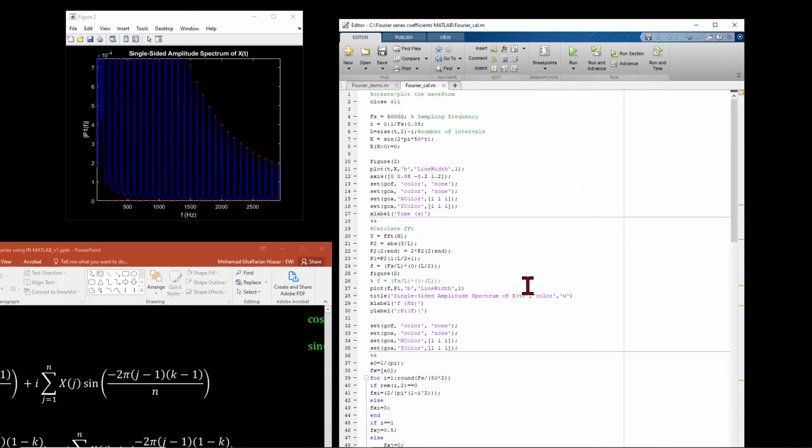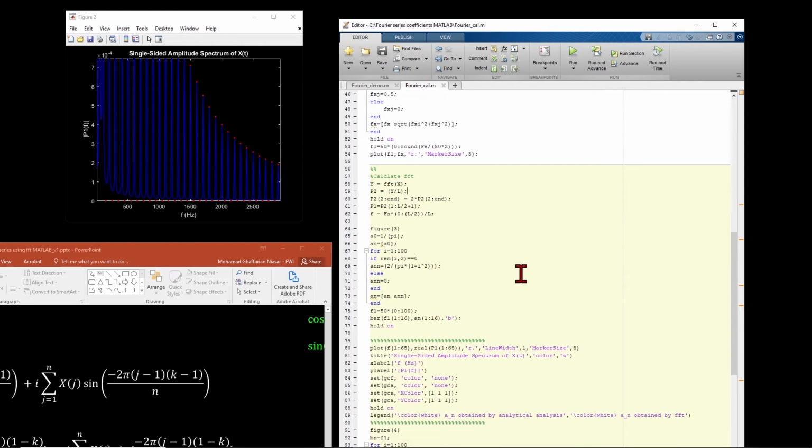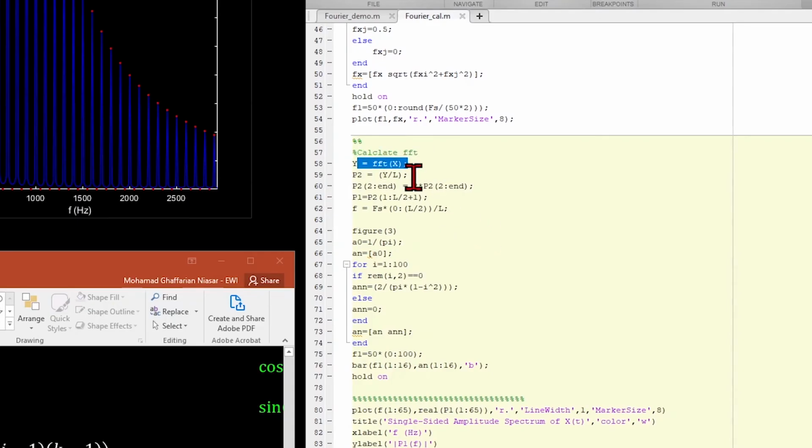All right, so far we have calculated the magnitude of harmonics, and now we are going to finalize everything by calculating the coefficients an and bn and comparing the analytical one with FFT. So everything is similar. y is FFT of x. P2, in this case, we don't take the absolute value. We just say y divided by L. So first element, we do nothing. Second element onward, we multiply it by 2. And then we take only half of this signal. Same way we construct the frequency vector, Fs divided by L multiplied by that vector.